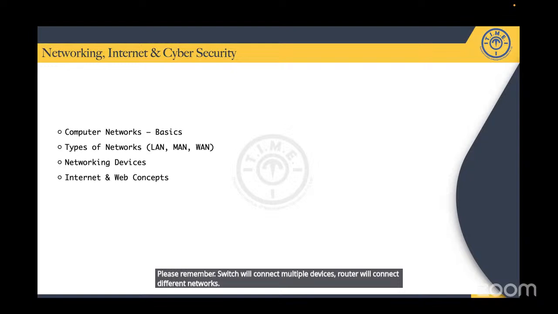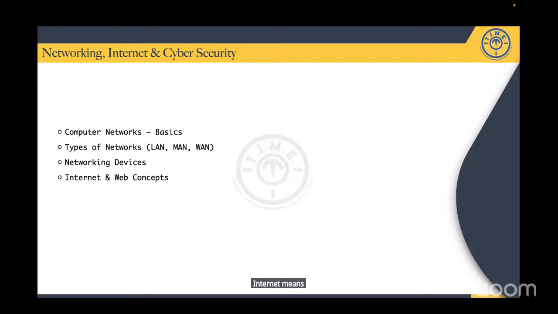Then internet and web basics. The internet is a global network of networks. WWW means World Wide Web, a service running on the internet. Many people think internet is equal to www, like comparing 5 equal to 5, right? But internet is not equal to triple W. The internet is different, and the World Wide Web is different. The World Wide Web is a service running on the internet.